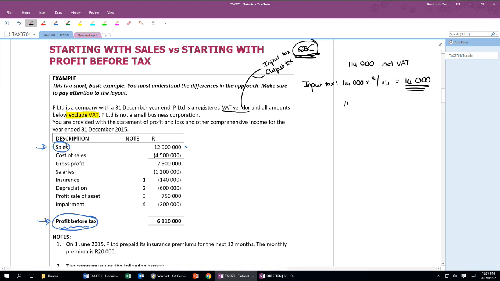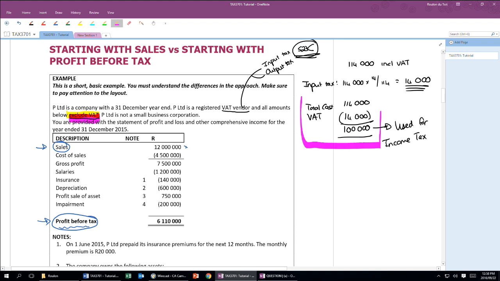So, what does it mean? It means that if the total cost is 114,000 and the VAT on that was 14,000 rands, then what we need to use for income tax purposes is the 100,000 rands, and this is used for income tax. Now, why is that important for us? If they tell you that all amounts exclude VAT, it means that they've already done this calculation for you already.